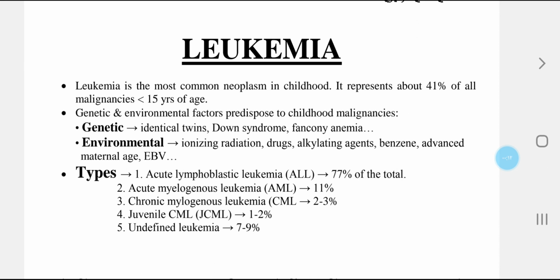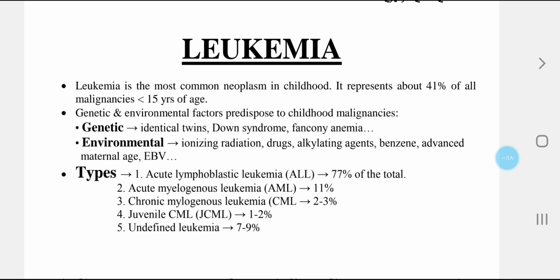It represents about 41% of all malignancies less than 15 years of age. Genetic and environmental factors predispose to childhood malignancies. Genetic factors include identical twins, Down syndrome, Fanconi anemia, etc. Environmental factors include ionizing radiation, drugs, alkylating agents, benzene, advanced maternal age, Epstein-Barr virus, etc.